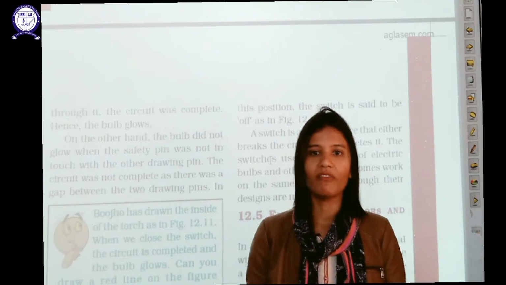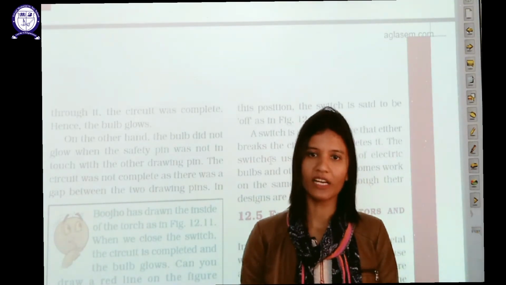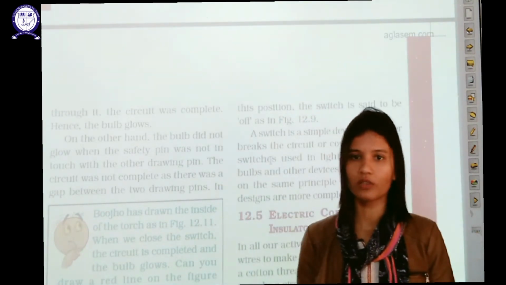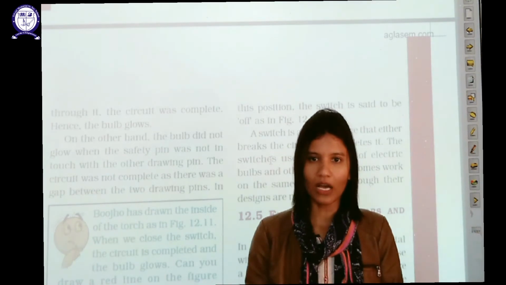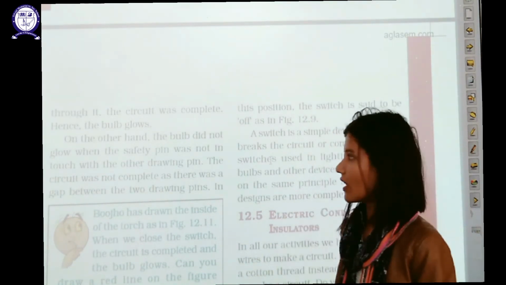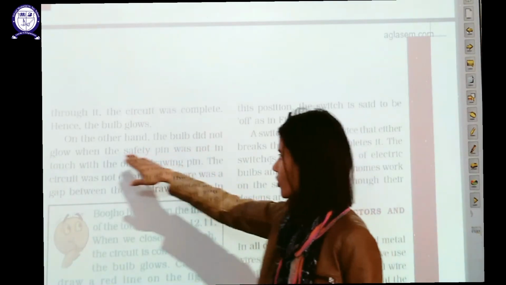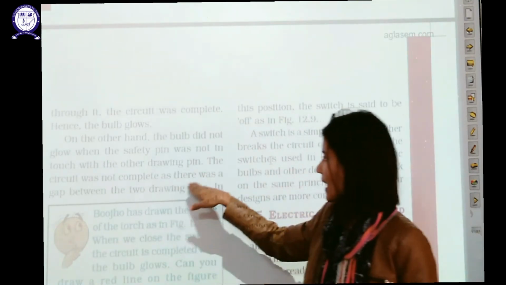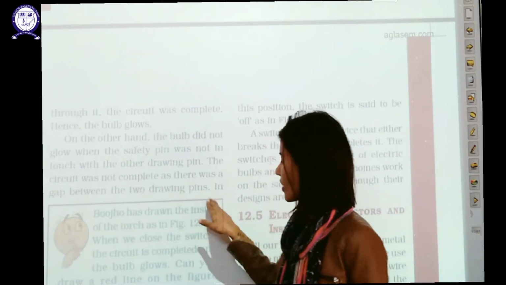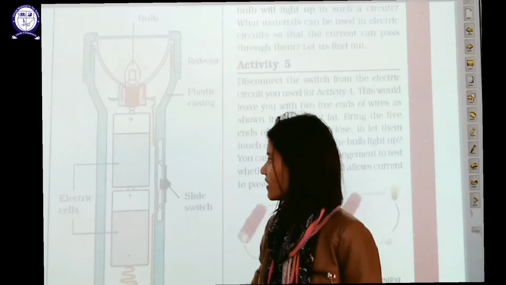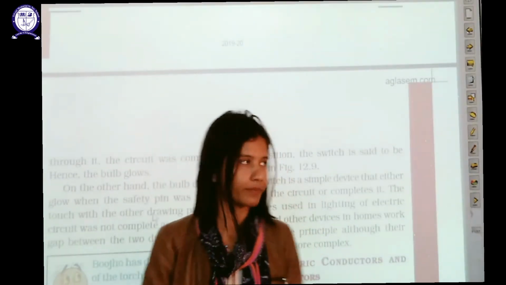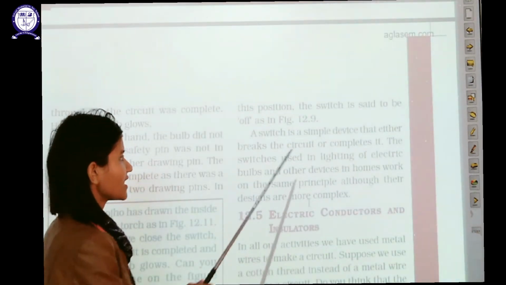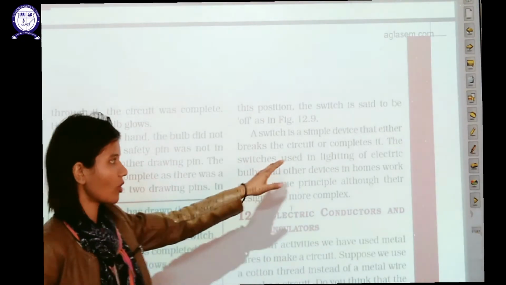Open circuit means when the switch is in off position, it will not allow current to flow. But in the closed position, when the switch is on, it will allow current to move in the entire path and your current will flow. On the other hand, the bulb did not glow when the safety pin was not in touch with the other drawing pin. The circuit was not complete and there was a gap between the two drawing pins. In such a case, we can say that the particular circuit is open, and the switch is at off position. A switch is a simple device that either breaks the circuit or completes it.